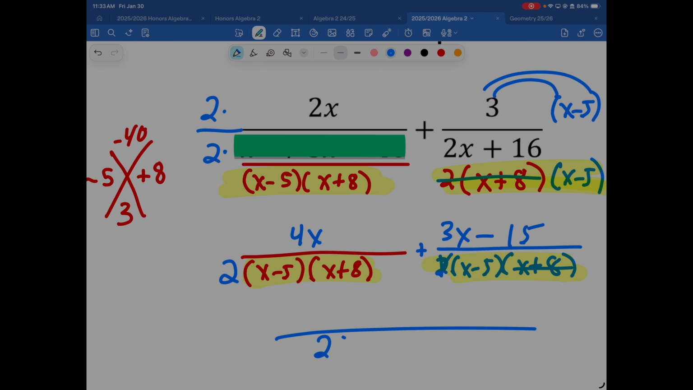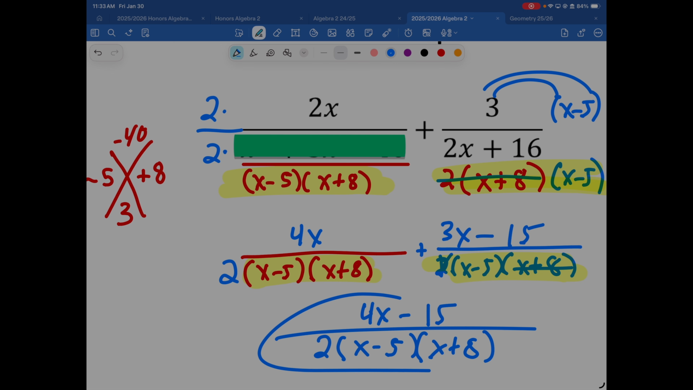Our common denominator is 2 times x minus 5 times x plus 8. 3x plus 4x is 7x minus 15. And we're done.